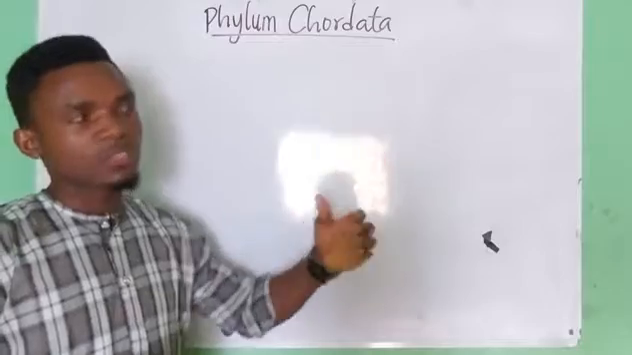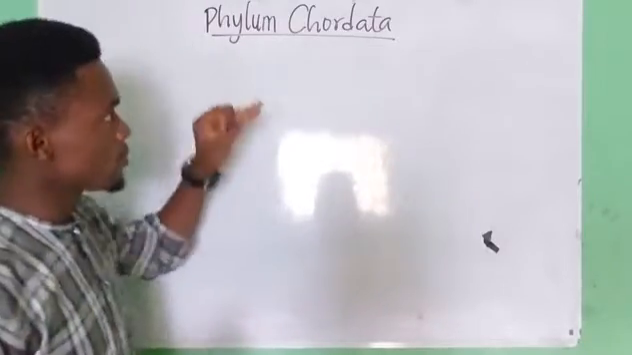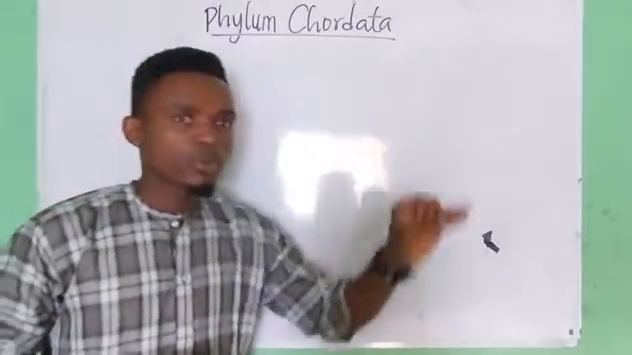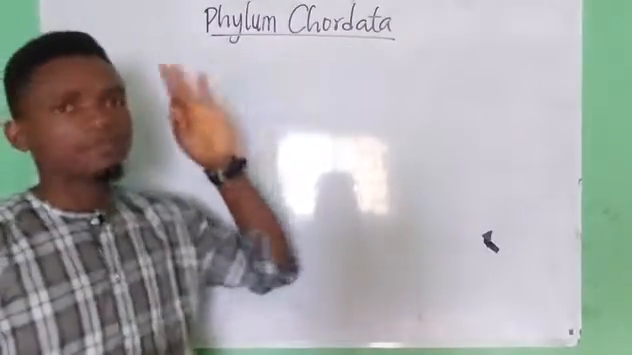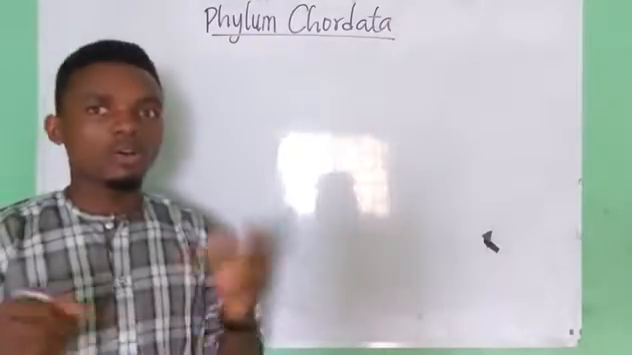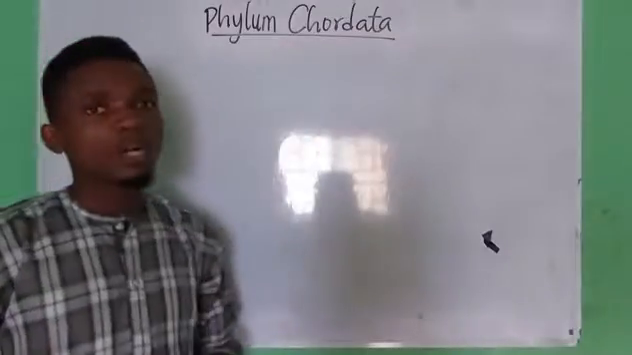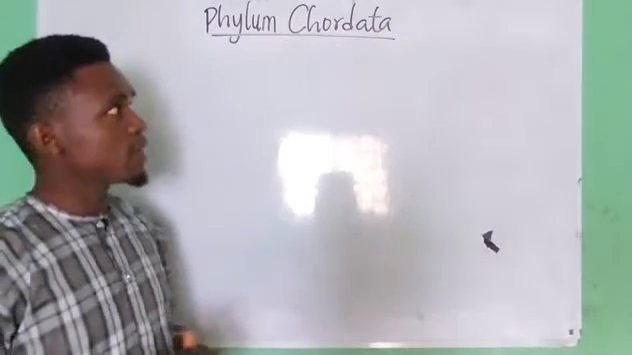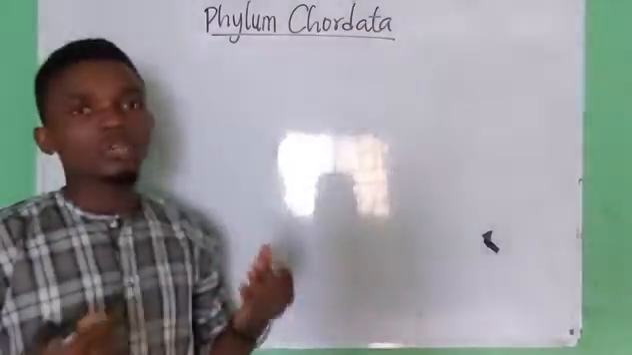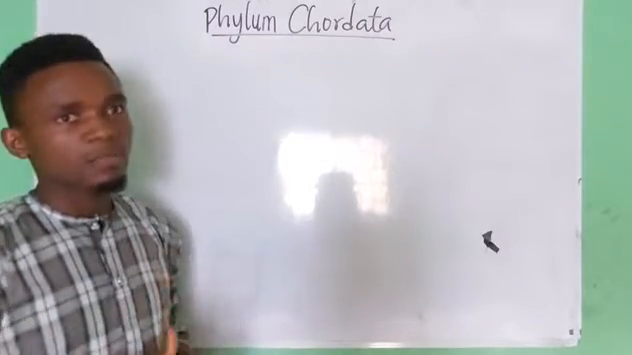Alright, in our previous class, we treated subphylum urochordata, subphylum cephalochordata, and subphylum vertebrata. In today's class we shall be discussing other subphyla present in this phylum chordata. We established the fact that the phylum chordata is under the subphylum Gnathostomata. All right, that is by the way.